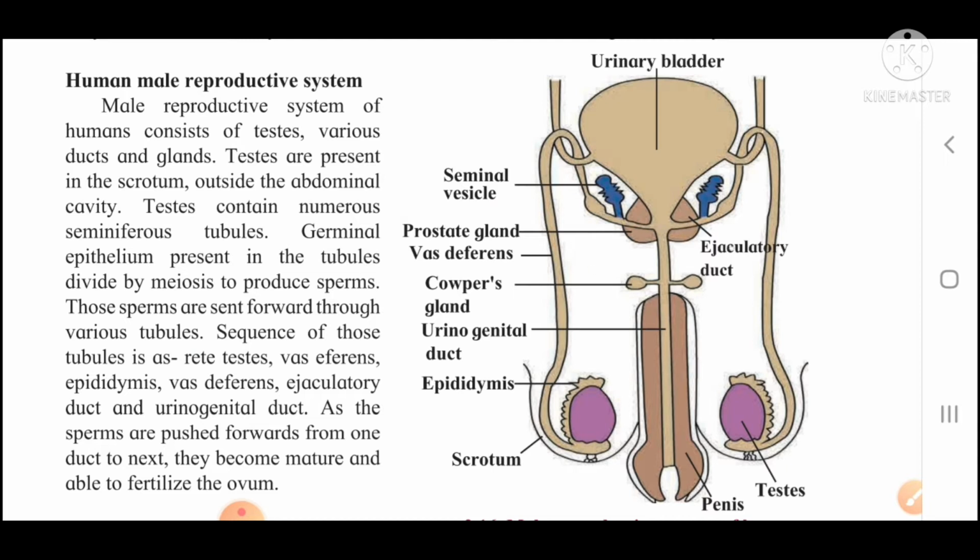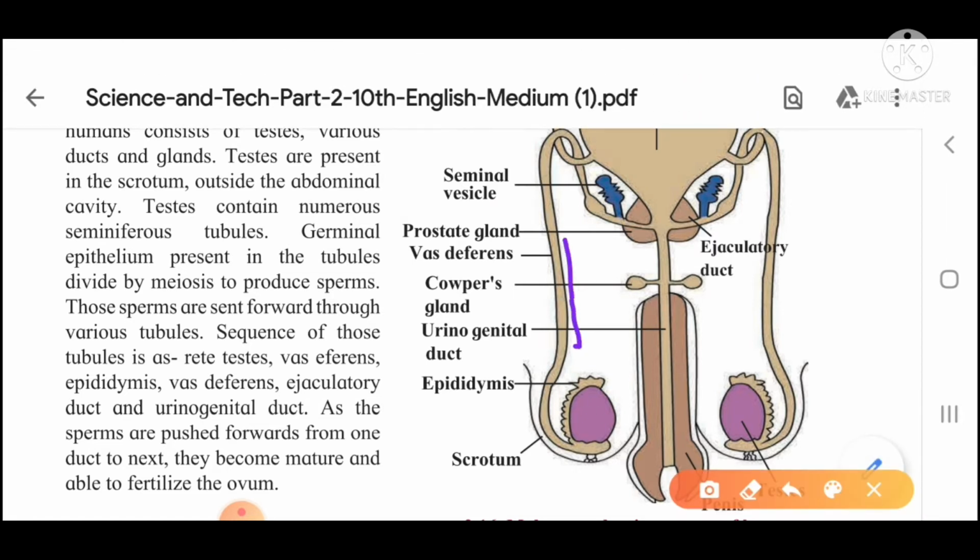As I told you, the vas deferens also helps the sperm to travel. See this pipe, I am talking about this pipe. From here the testis will produce sperm and the sperm will travel here. So the vas deferens will help them to travel towards the penis. So there are three things: vas deferens, ejaculatory duct and urinogenital duct. These three things help the sperm to travel towards the penis.